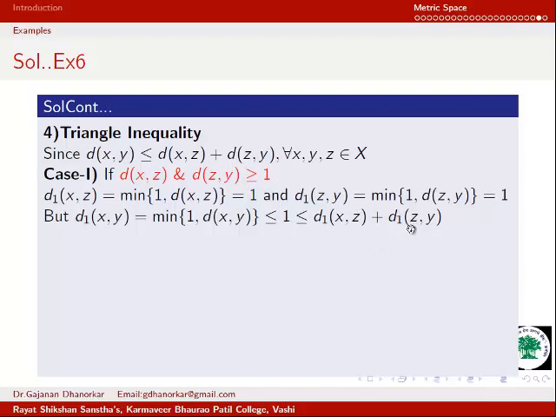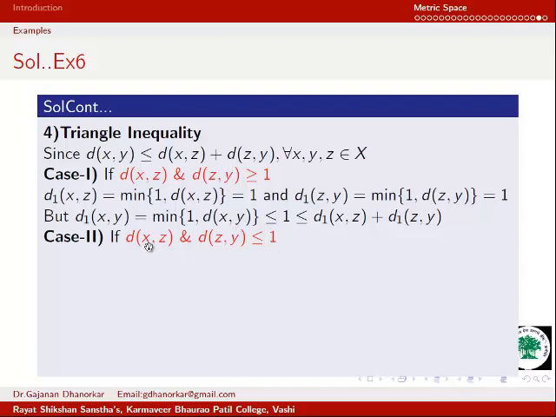Therefore 1 is less than or equal to 2, and that means d1 of xy is less than or equal to d1 of xz plus d1 of zy. And this is the whole triangle inequality for this case, if this is greater than or equal to 1. Okay. Now we will take the second condition. Suppose this is less than or equal to 1.